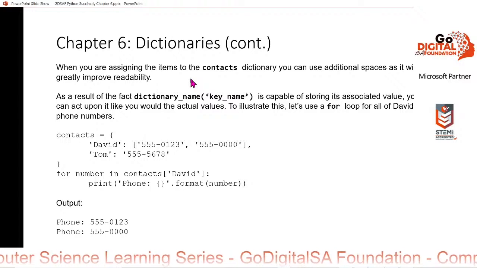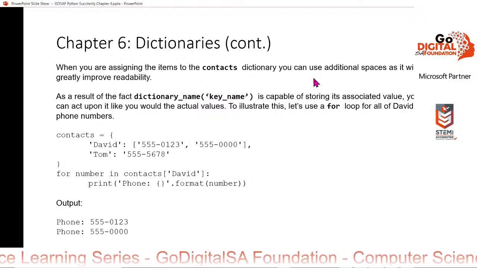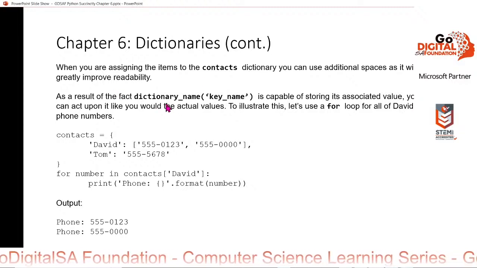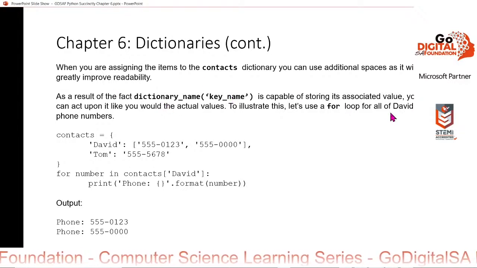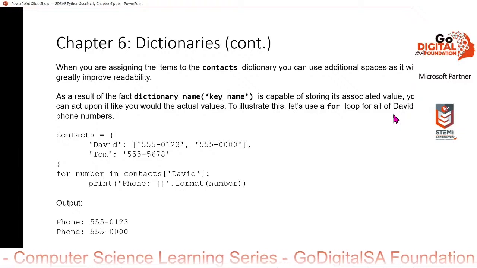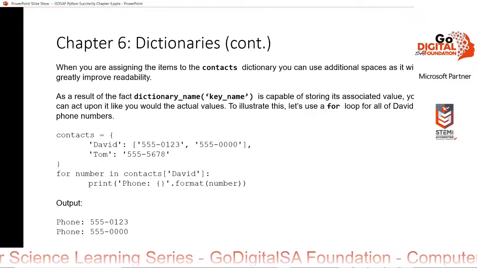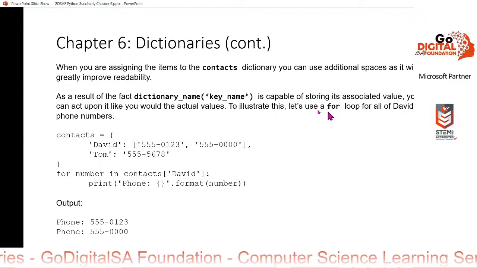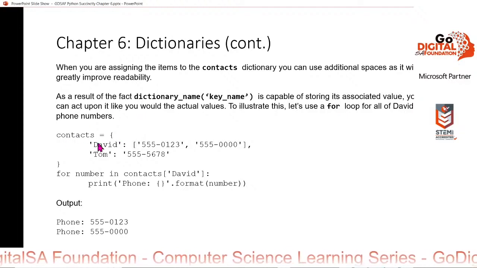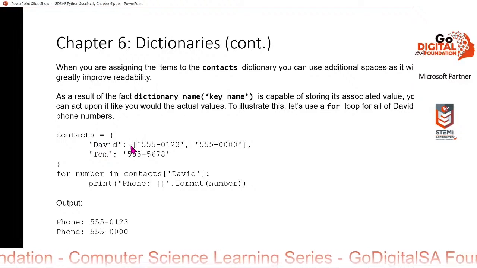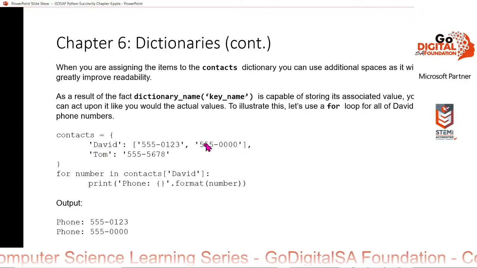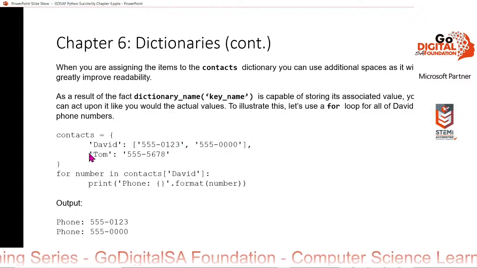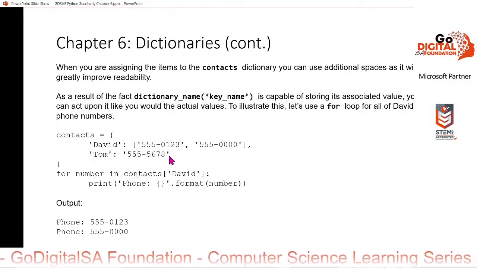When you are assigning the items to the contacts dictionary, you can use additional spaces as it will greatly improve readability. As a result of the fact dictionary name key name is capable of storing its associated value, you can act upon it like you would the actual values. To illustrate this, let's use a for loop for all of David's phone numbers. Okay, so here we've got contacts equals, and the item David has got a list with 2 strings in it, and the item Tom has just the 1 string.